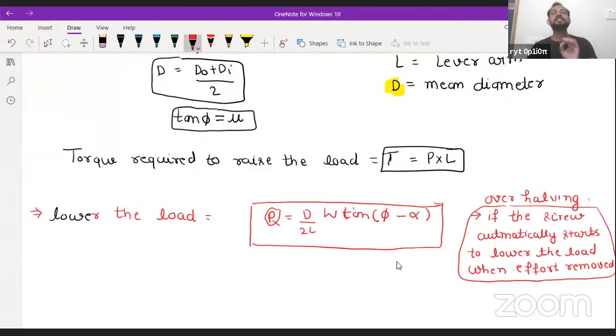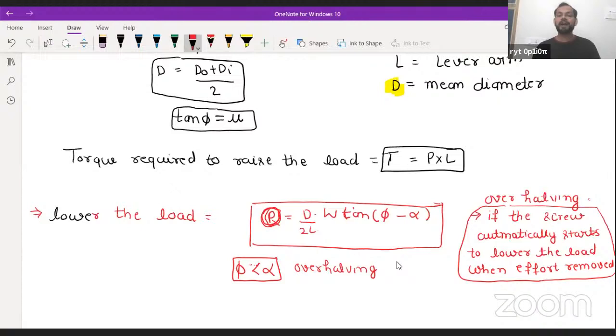That means for such a type of screw jack, there is no requirement of any torque or effort. So if this value is 0 or negative, that screw jack will be called the overhauling screw. Then what is the condition for an overhauling screw? Because D is always positive, L is always positive, and load is always positive, whenever phi is less than alpha, this value will be negative. That means the required torque to lower the load will be negative. In that condition, the screw will be overhauling.